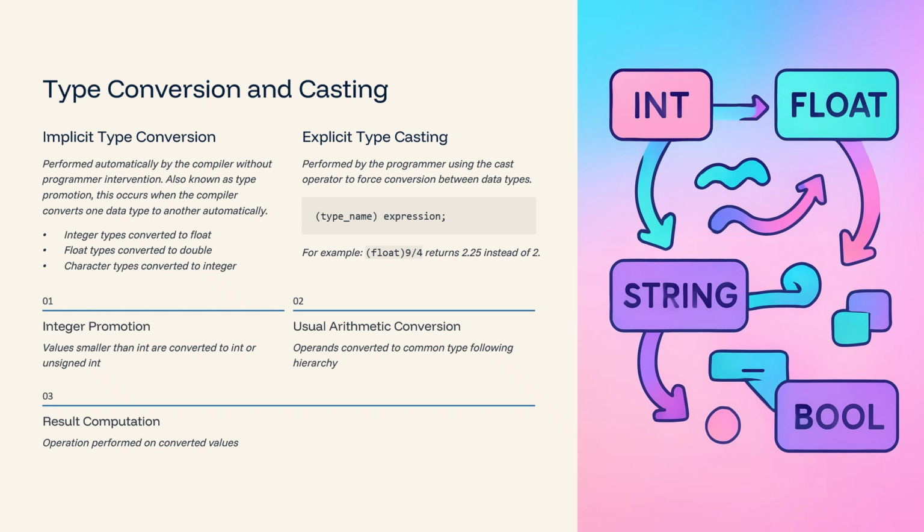Suppose I perform 9 by 4, its value is 2, but I want it in float, like 2.25. Then I go for typecasting. The syntax is the type name followed by the expression. See here, I have given float(9)/4, which returns 2.25 instead of 2. The main points here are integer promotion, where values smaller than int are converted to int or unsigned int, the usual arithmetic conversion, where operands are converted to a common type following a hierarchy, and the result computation, where the operation is performed on the converted values.